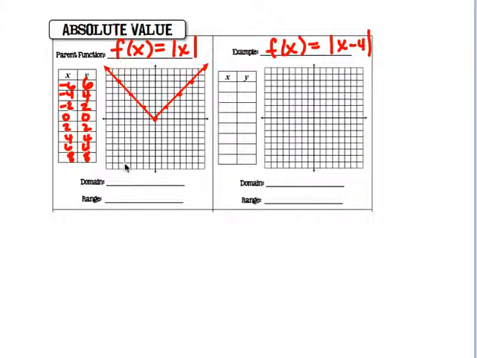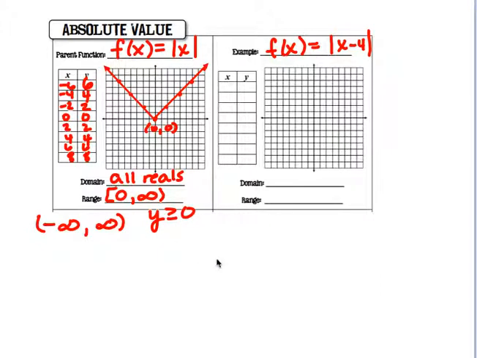The domain for any absolute value function is going to be all reals. And again, you can always write all reals as -infinity to +infinity. The range is not going to be all reals because this is the lowest point of the graph, the vertex per se, and that point is 0, 0. So since the y value is 0 and it doesn't have any y values below that, you would say the range is from 0 to +infinity. Another way to write that is to simply say that y is greater than or equal to 0.